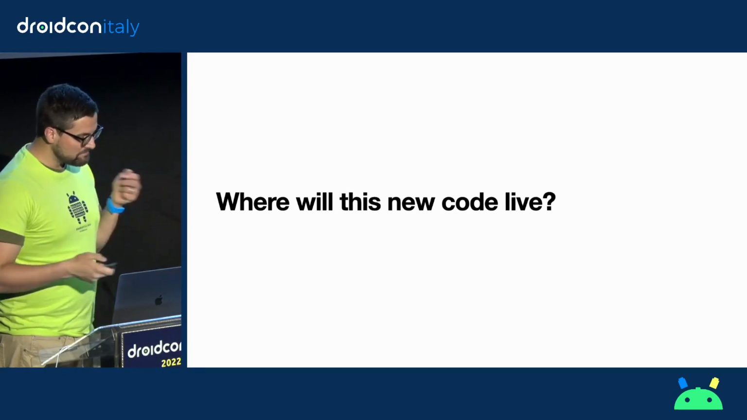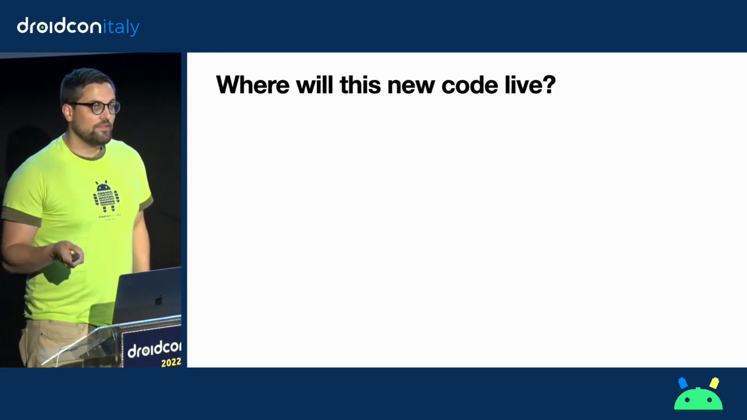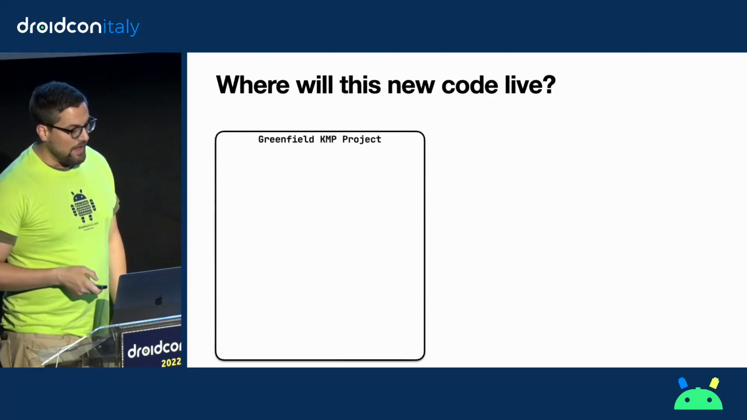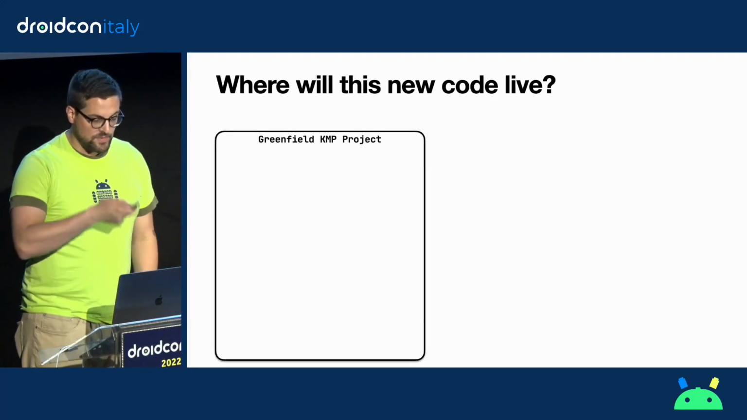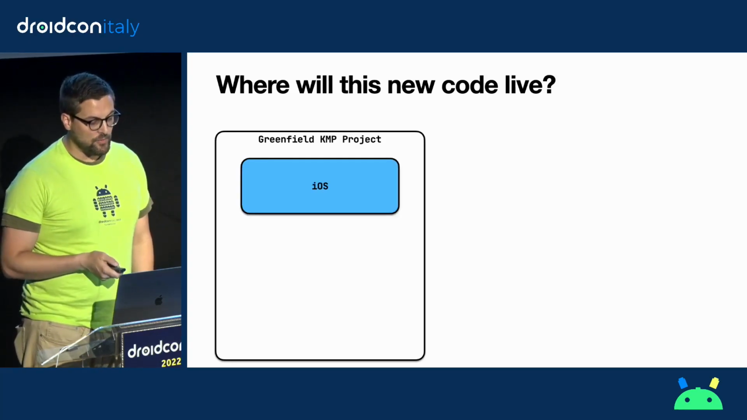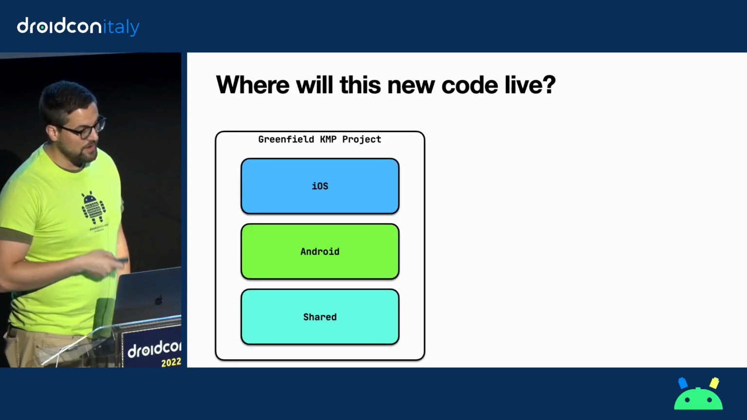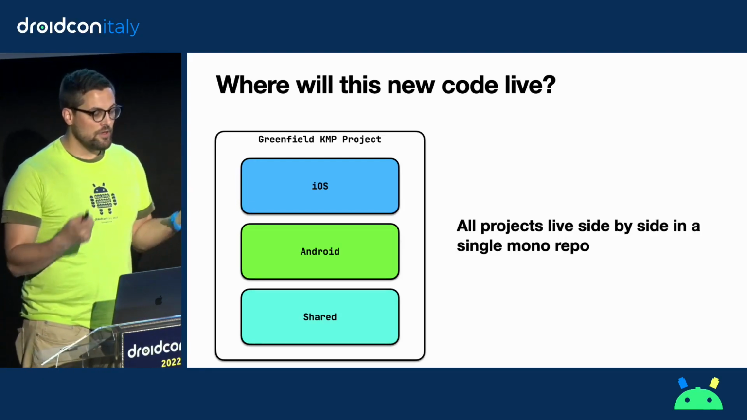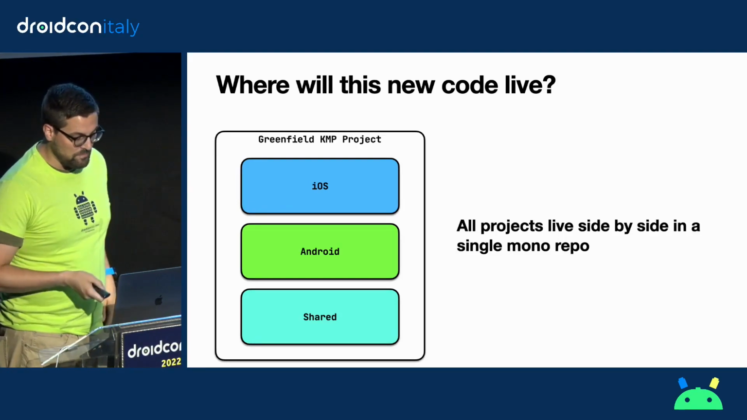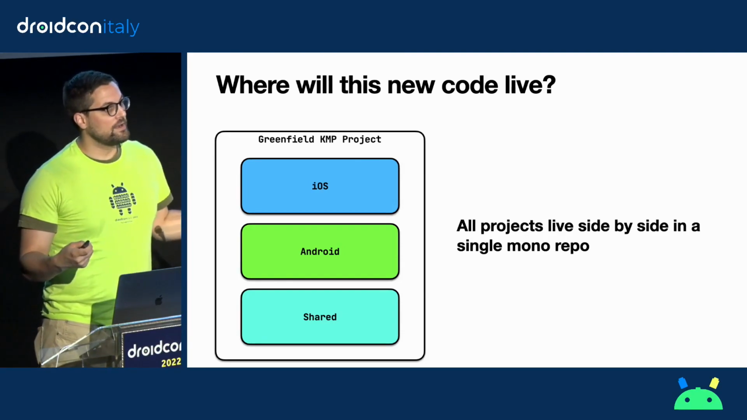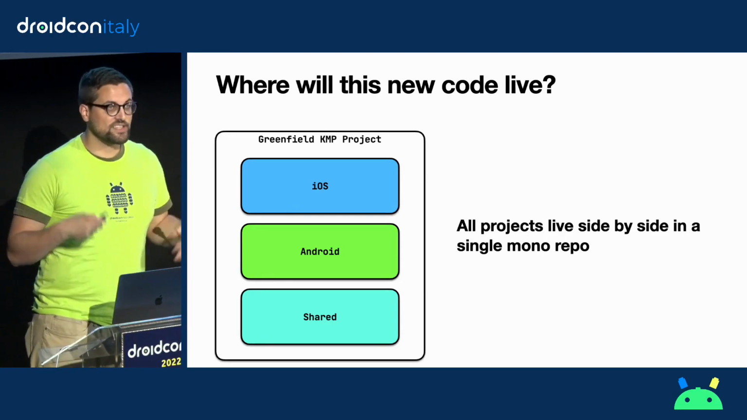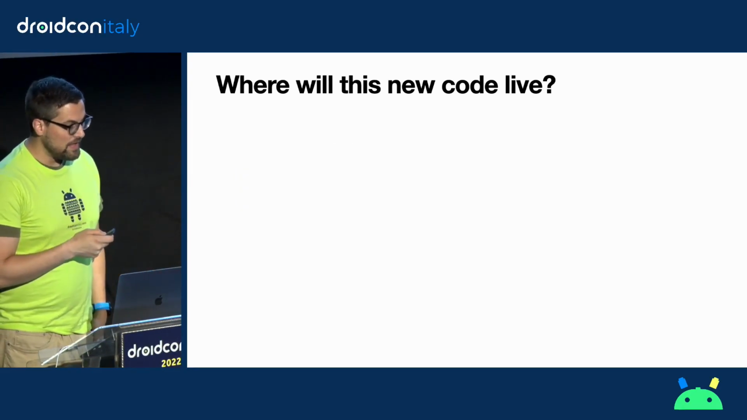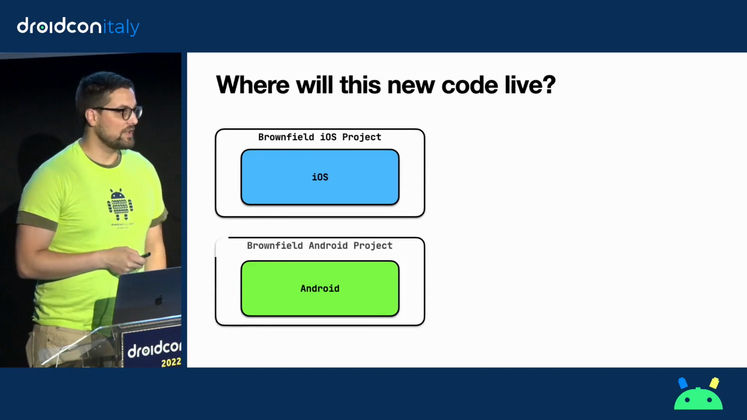So where will this code live? We already talked about the fact that greenfield applications tend to all be packaged together, and that structure looks something like this. We have a single project, and within that, we have iOS, Android, and shared code. So this is typically what it looks like if we do any of the main tutorials on Kotlin Multiplatform. But like I said, this doesn't really work in a scenario where you already have separate projects and you want to integrate into those. So in an alternative structure, we have something that looks like this.